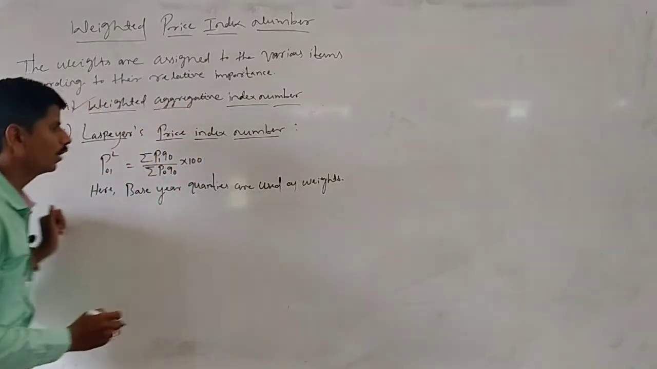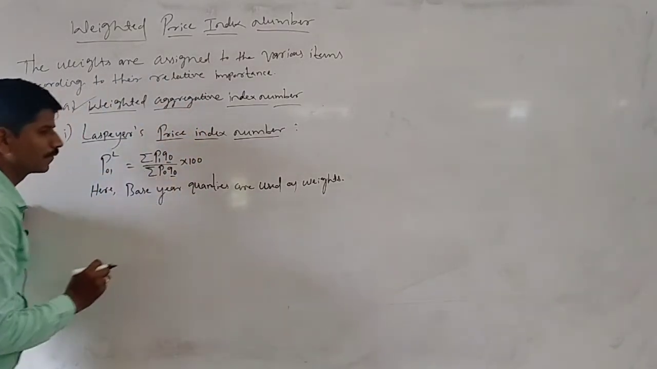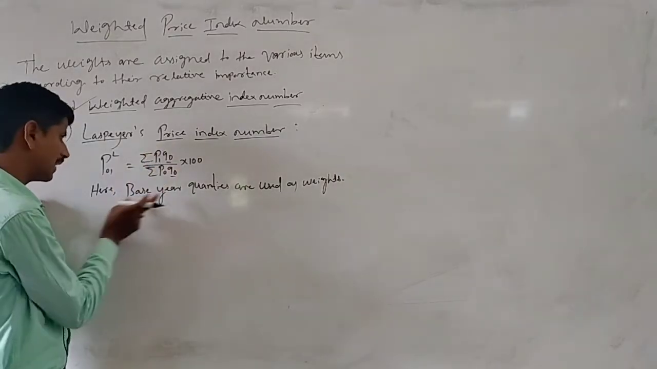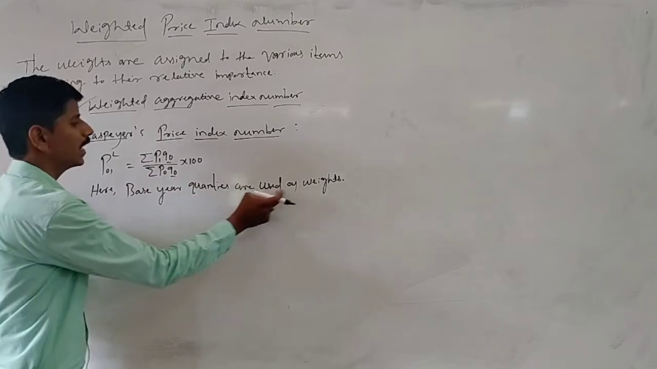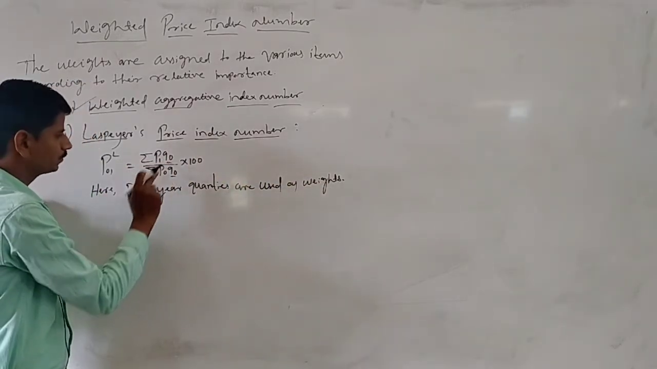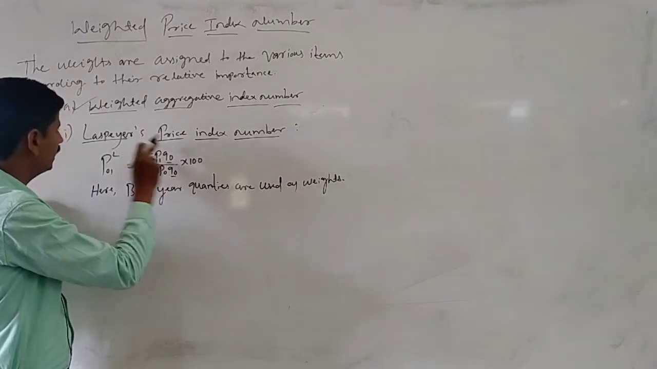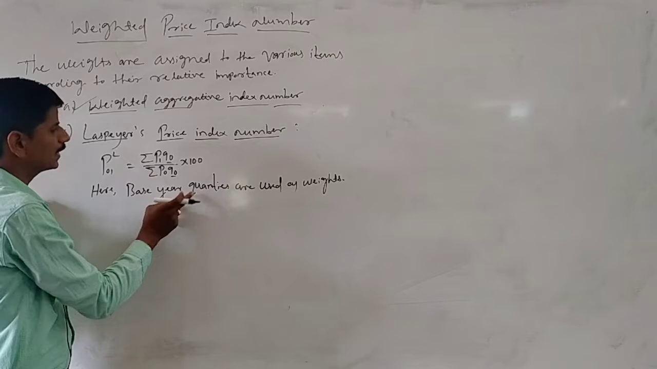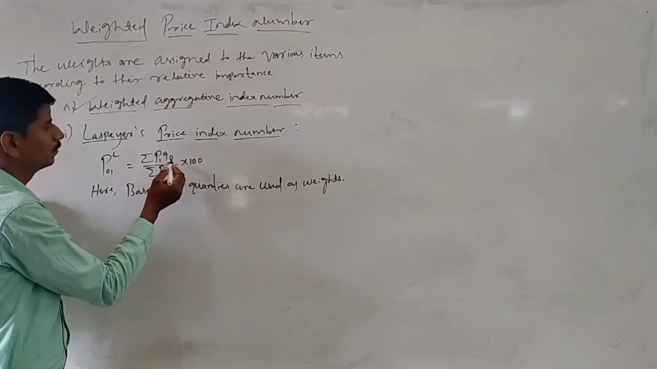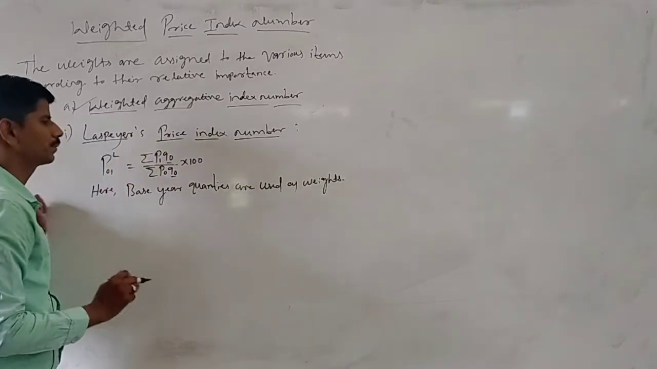Here the base year quantities are used as weights. Q0 is the base year, so the numerator is Q0 and the denominator is also Q0. Here P1 Q0 is the current year price into base year quantity, and the next, P0 Q0, is the base year price into base year quantity. In the Laspeyres price index number, base year quantities are used as weights on both sides, numerator and denominator.